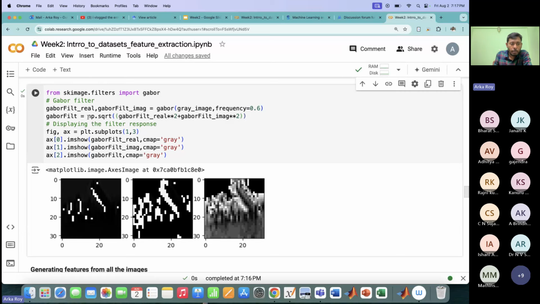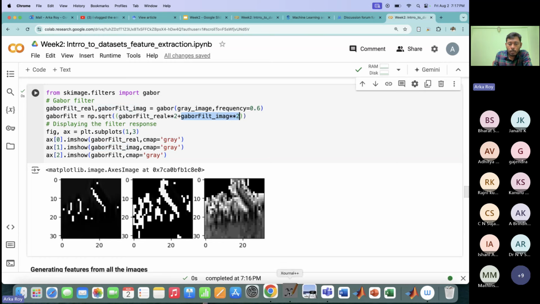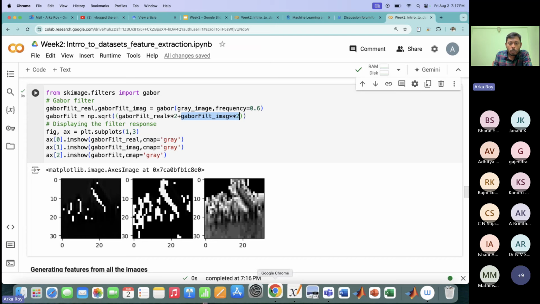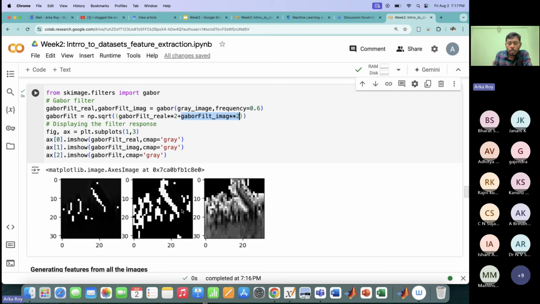This is where I have written np dot square root. That means it is a square root of the real square and the imaginary square. That is what we have written over here: root over real square plus imaginary square. So this is what the magnitude spectrum looks like. This is the imaginary part, and this is the real part.